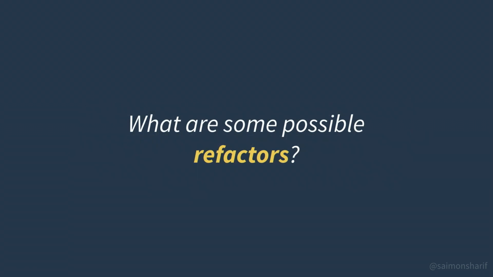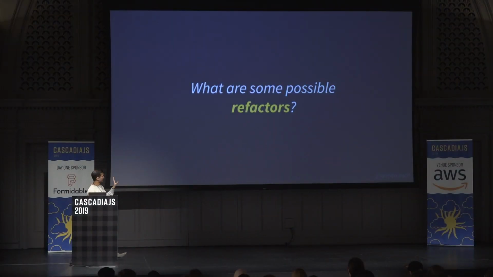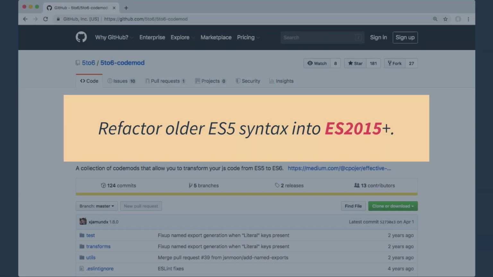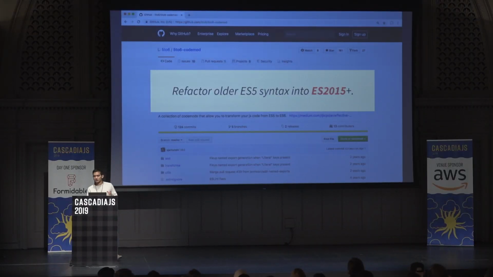So you might be wondering, what are some possible refactors that we can perform? Let's walk through some of these refactors. This is just a sample of them. There's a lot more that you can do. You can use codemods to refactor older ES5 syntax into ES2015+. There are a bunch of transformations out there. There's quite a few open source ones on GitHub. There's an example here. There are ones for changing from require to import statements, transforming function expressions into arrow functions. We're actually going to look at that code mod later on today. And there's so much more.